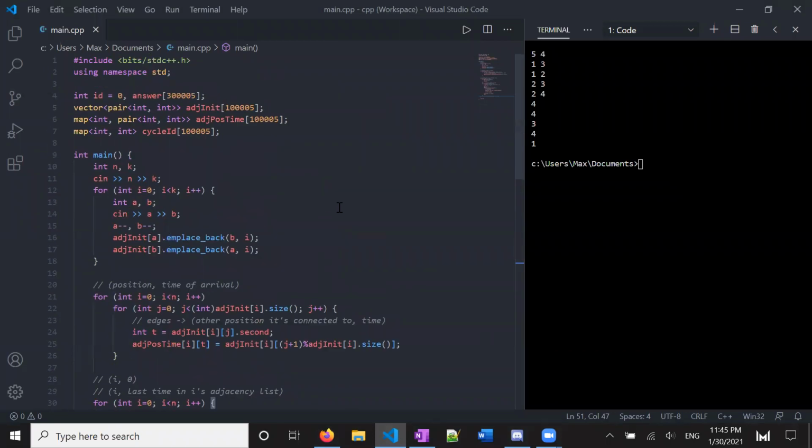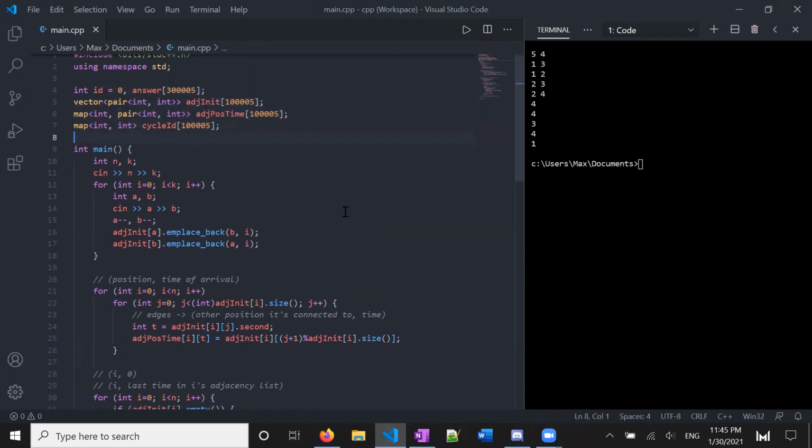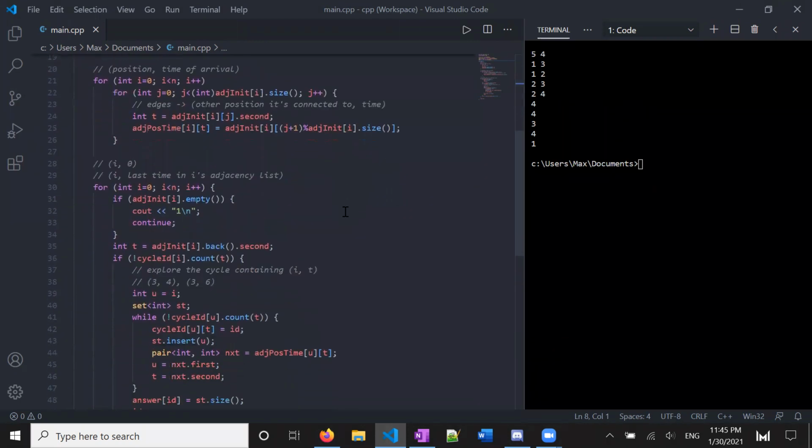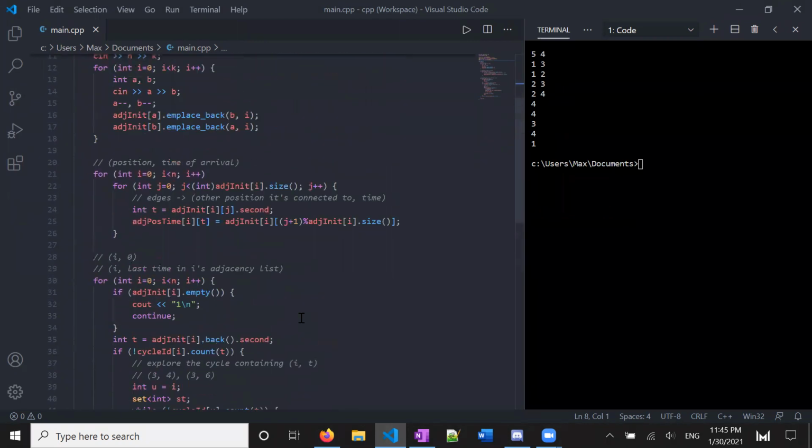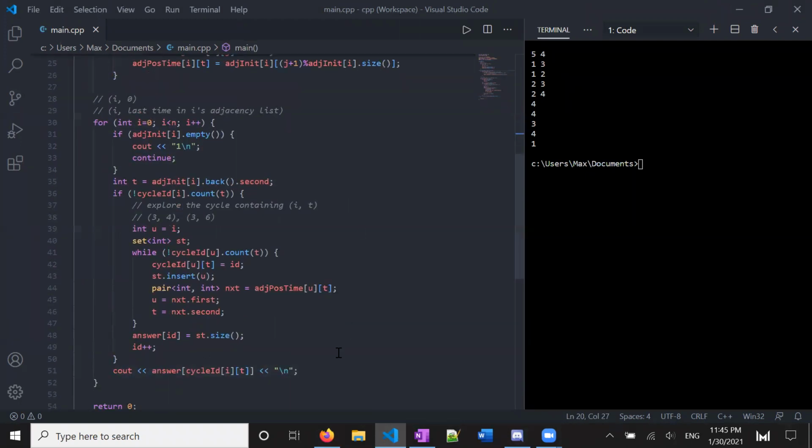Just to recap what I've done here: at the end of the day, we built a separate graph based on position and time of arrival. We walked around all the cycles and found all the unique nodes. I think I will post this code in the description somewhere, and if you want to scrutinize the code yourself, feel free to do so. This is definitely a pretty tricky problem to implement for a silver, in my opinion.